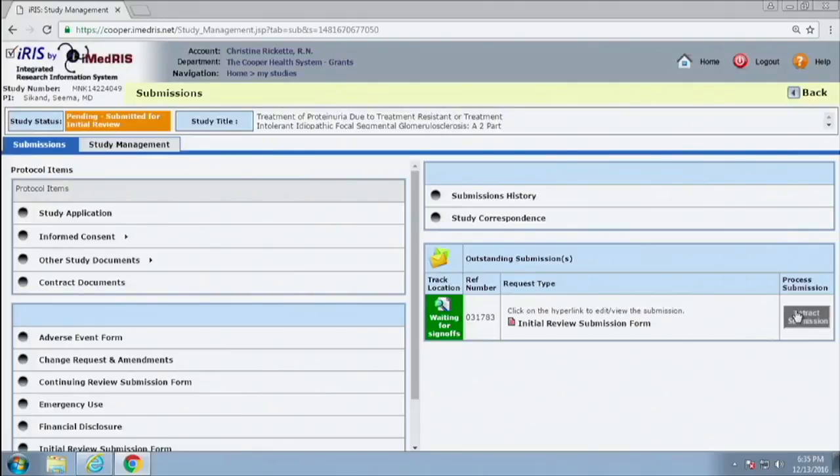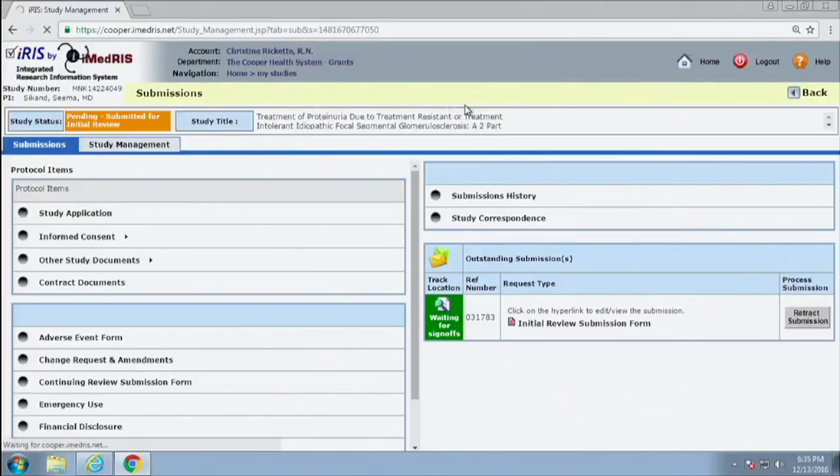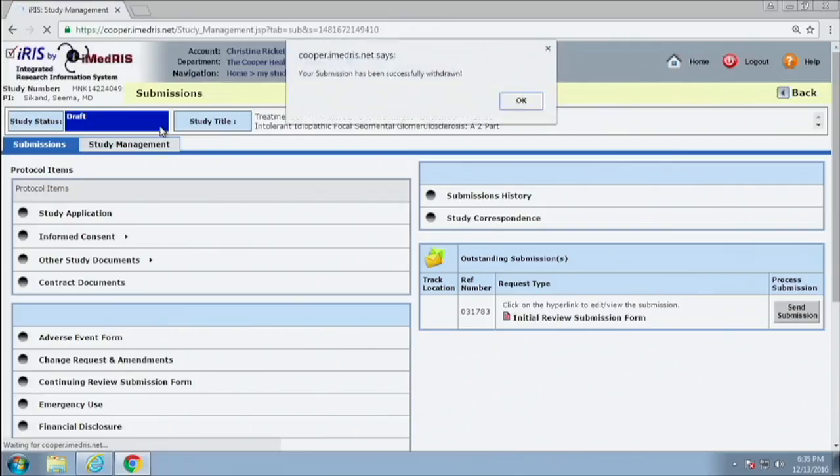I'm going to retract this real quick. So if you want to retract it, just hit the retract button. And it goes from pending, submitted, that orange colored box over here, to blue, which is your draft.